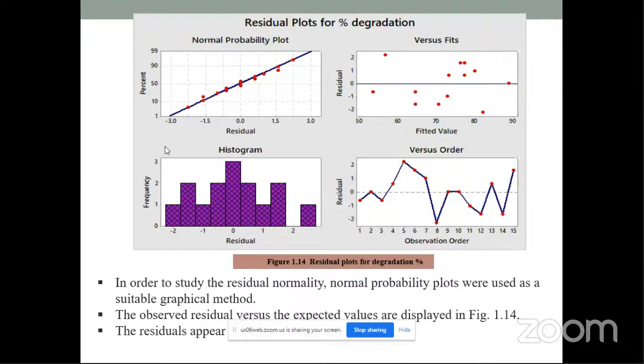And here you see the residual plots versus the degradation. The difference between the predicted response and the observed value is called the residual, and we use it to evaluate the adequacy of the model. The residuals are expected to follow a normal distribution, and they fit the curves. And here you see the observed residuals versus the expected values.